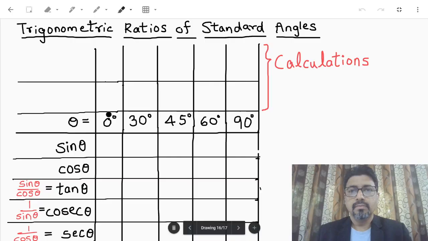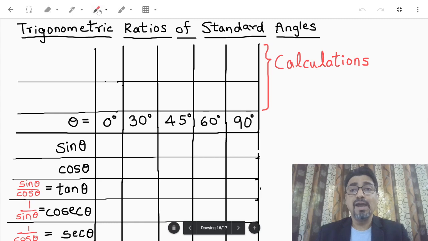Let's continue trigonometry and today we will take up trigonometric ratios of standard angles. We are going to find the values of trigonometric ratios of some standard angles including 0 degree, 30 degree, 45 degree, 60 degree and 90 degree. Let's begin with the calculations.